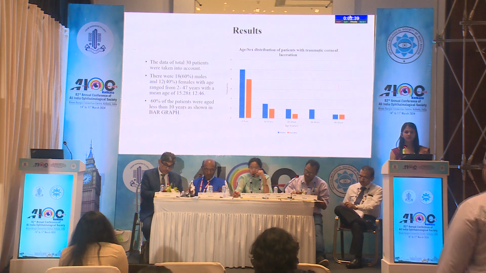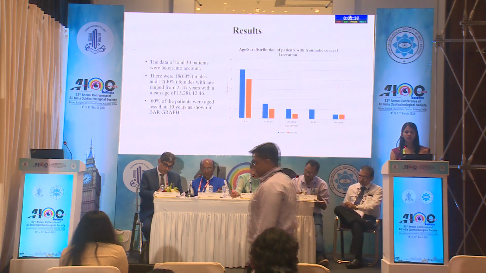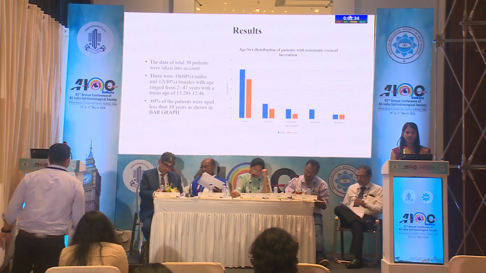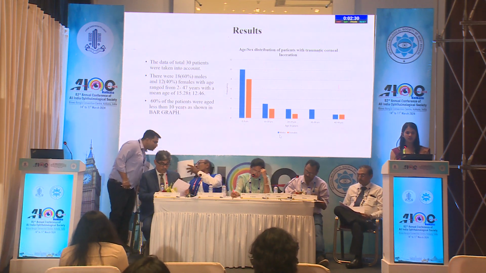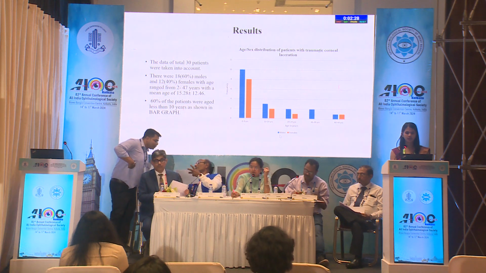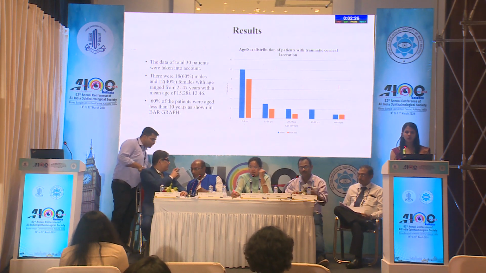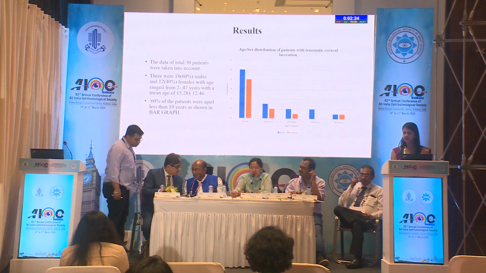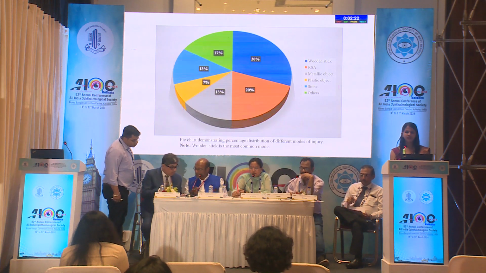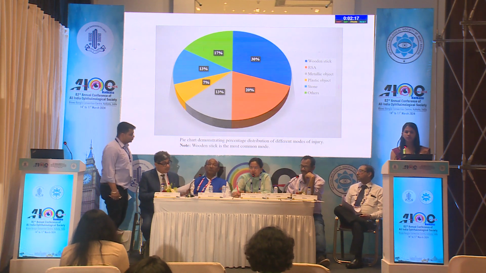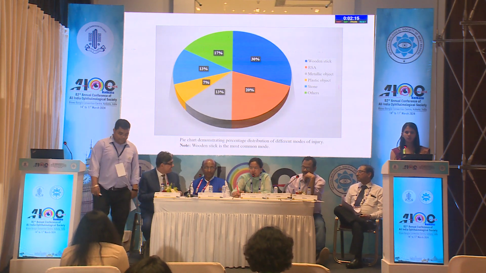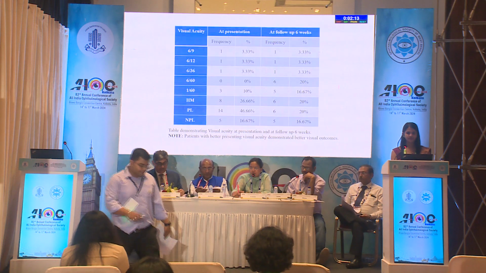Results revealed that data of a total of 30 patients was taken into account, out of which 60% were males and 40% were females, with age ranging from 2 to 47 years and a mean age of 15.28 years. 60% of the patients were aged less than 10 years, as can be seen in the bar graph. This is the pie chart demonstrating percentage distribution of different modes of injury. It should be noted that wooden stick is the most common mode, followed by roadside accident.